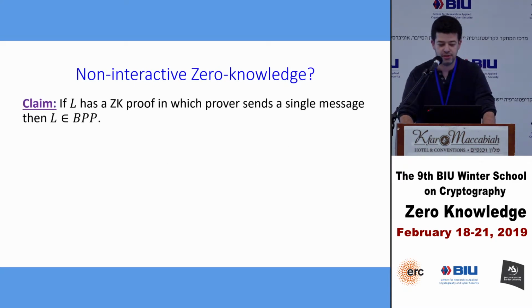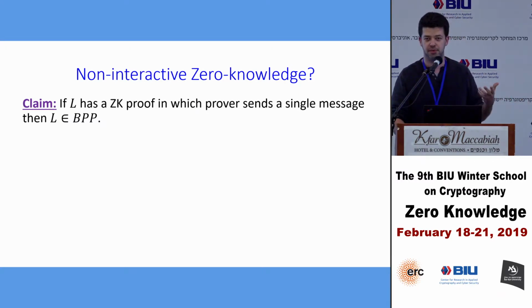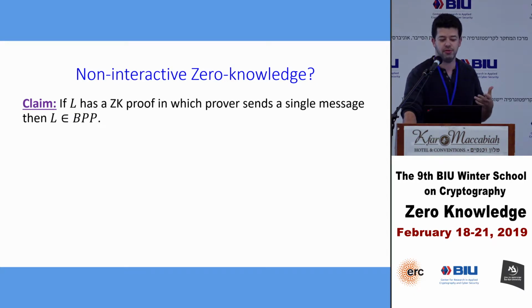Right? And the following claim says that we cannot. So what does it say? It says that if you have a language L, and it has a zero knowledge proof in which the prover only sends a single message, the entire interaction consisting of a single message sent from the prover to the verifier, then the language L is trivial somehow. It's in BPP. So kind of sad news.